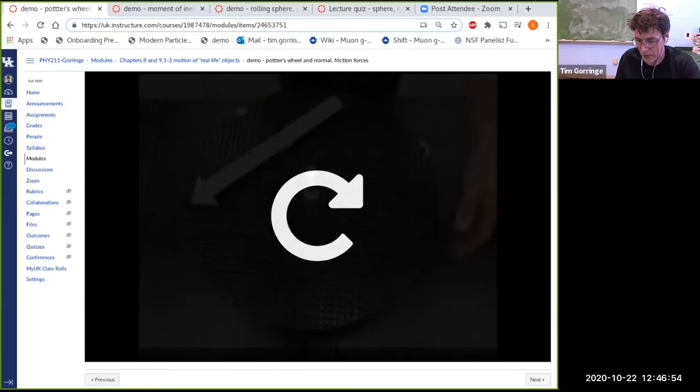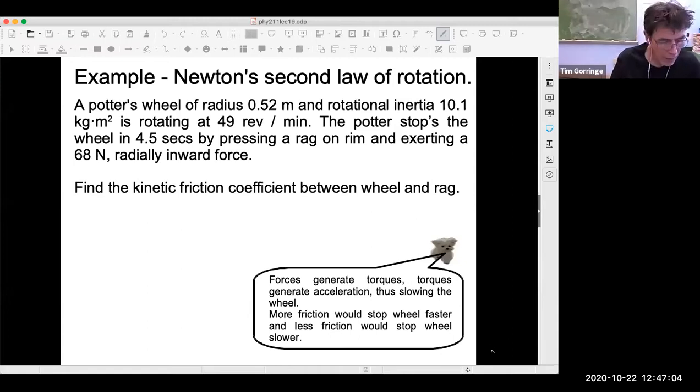Let me go back to my slides. And let's calculate the coefficient of friction between the wet rag and the potter's wheel. Let's see if we can do that. I've got to get my pen going again here, I think.